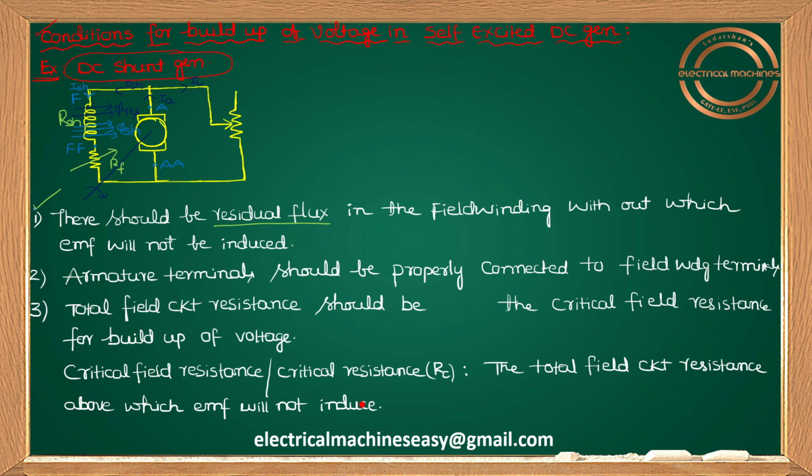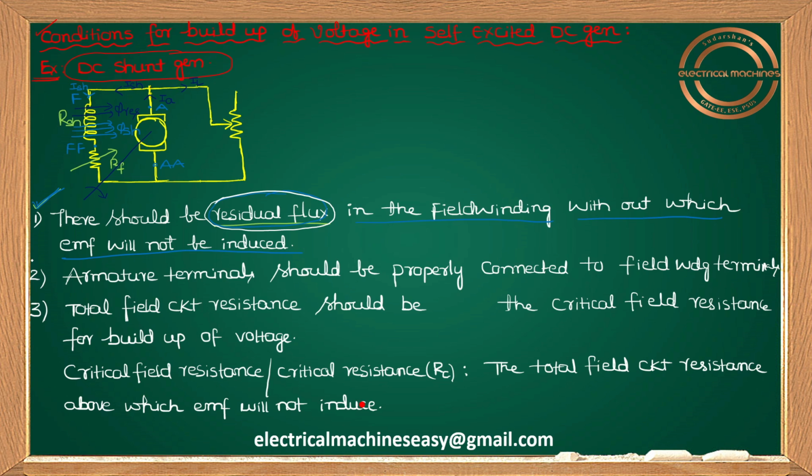So a very important point here: what are the conditions for buildup of voltage in a self-excited DC generator? First, there should be residual flux in the field winding, without which EMF will not be induced. Okay, guys, first of all, tell me what is the definition of residual flux? Residual flux means though there is no current through the field winding, some flux will still be there in that field winding. That flux can be called residual flux. It will be very small, around 5 to 10% of your total flux. So there should be residual flux in the field winding, without which EMF will not be induced.